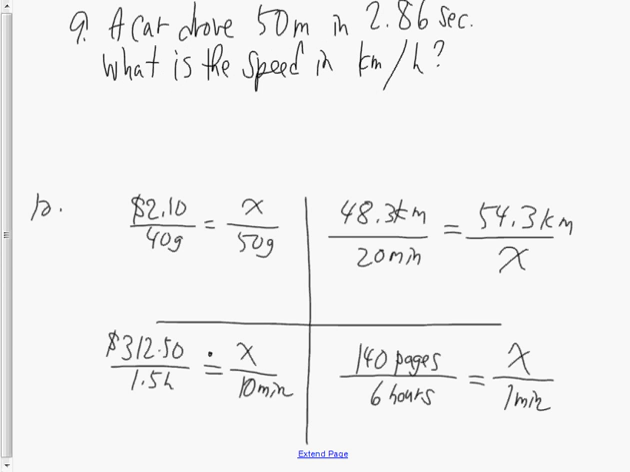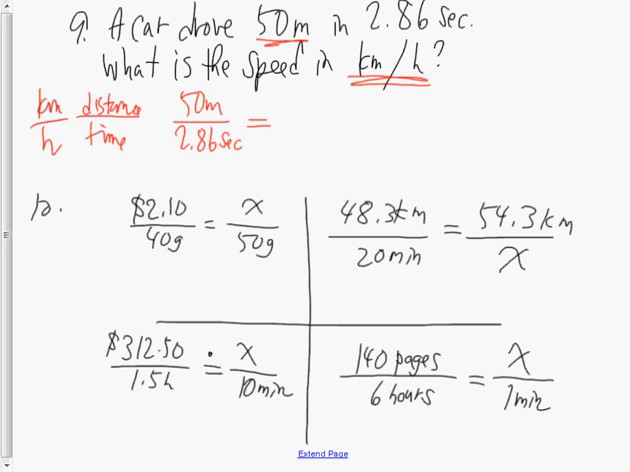So the first thing you want to do is, since it says what is its speed in kilometers per hour, you know that kilometers over time, or distance over time, is going to be how you set up your rate. Okay? So since 50 meters is my distance, I'm going to put that as my first term in my rate, and 2.86 seconds is going to be my bottom term.